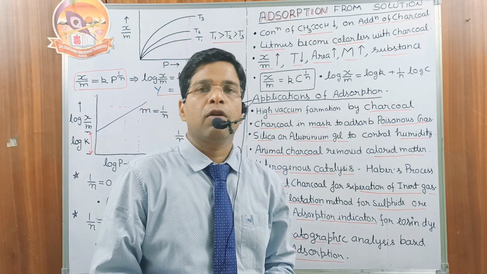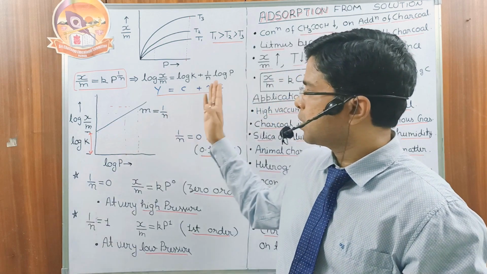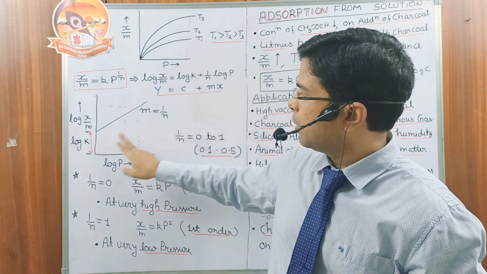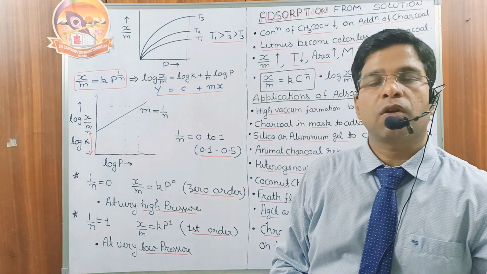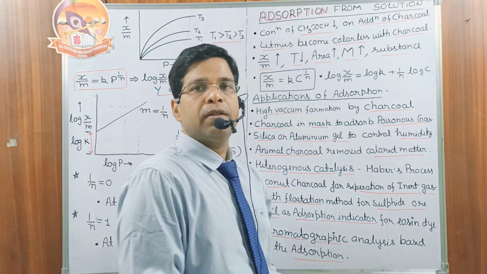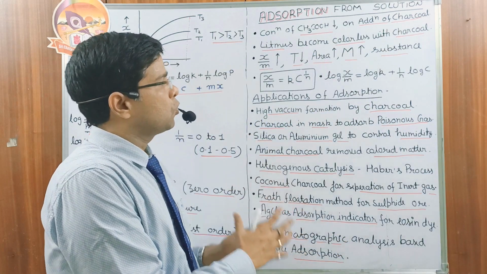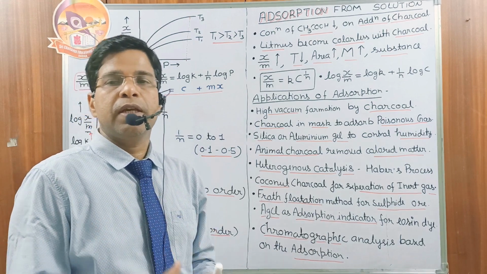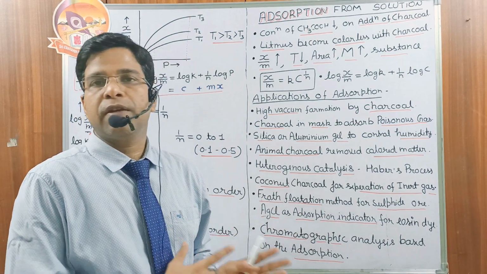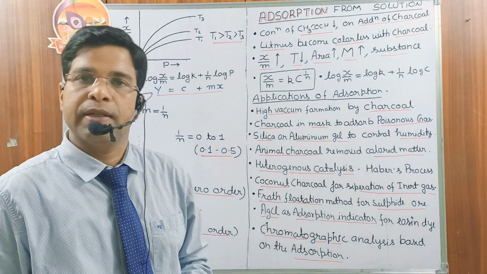We can also draw the equation of a straight line, and experimentally we can calculate the value of k and the value of 1 upon n. When we have done it, we find that this solution also follows the same Freundlich isotherm, like we have in the case of gas and solid.